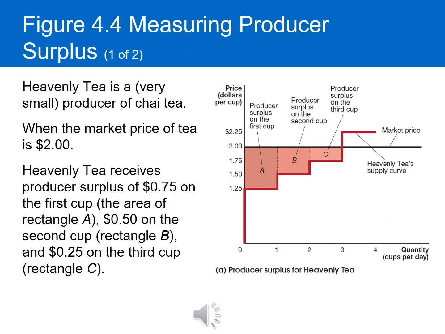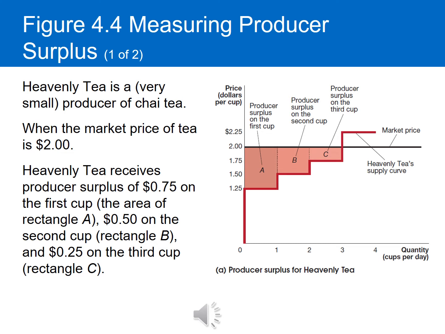Let's return to our tea example from the last presentation. Heavenly Tea is a very small producer of tea. Let's look at a situation where the market price of tea is $2. So now for that first cup of tea, it costs Heavenly Tea $1.25. For the second cup of tea, it costs them $1.50. For the third cup of tea, $1.75. And finally, the fourth cup of tea would cost them $2.25.